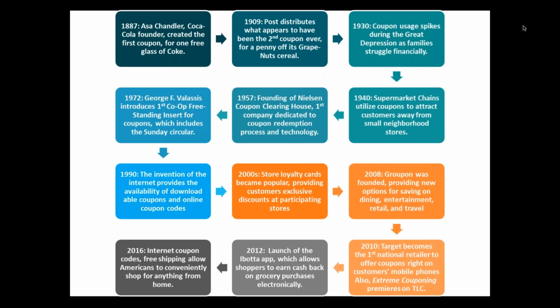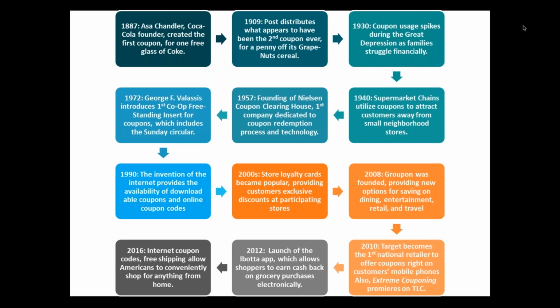Anyways, 1930, coupon usage spikes during the Great Depression as families struggle financially. In 1940, supermarkets use them. In 1957, founding of Nielsen Coupon Clearinghouse, the first company dedicated to coupon redemption, process, and technology. We all know about them. 1972, we have the first co-op freestanding insert for coupons. 1990, invention of the internet provides the availability of downloadable coupons. 2000s, store loyalty cards become popular. We have that digitally. I haven't even talked about digital loyalty cards. I'm just talking about coupons.